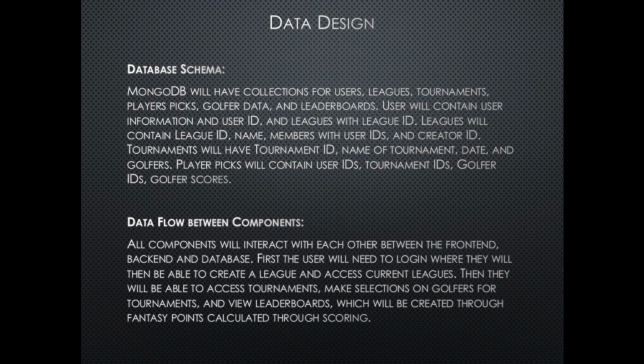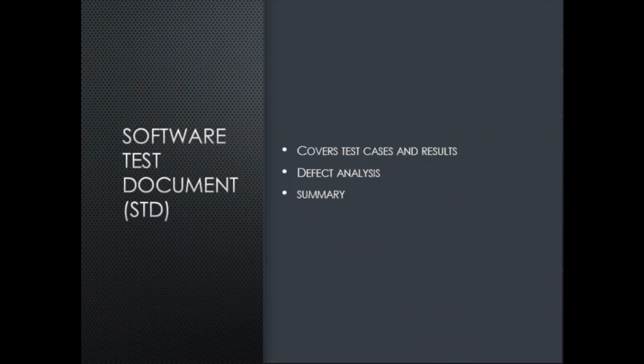Data flow between components. All components will interact with each other between the front end, back end, and database. First, the user will need to log in, where they will then be able to create a league and access current leagues. Then they will be able to access tournaments, make selections on golfers for tournaments, and view leaderboards, which will be created through fantasy points calculated through the scoring system.